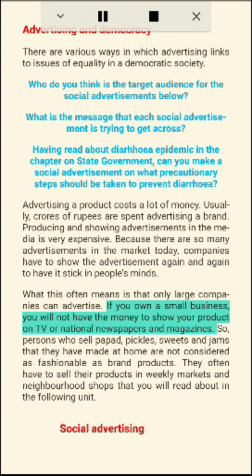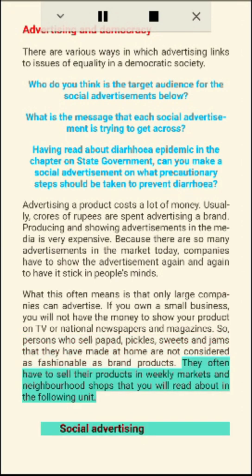If you own a small business, you will not have the money to show your product on TV or national newspapers and magazines. So, persons who sell popadams, pickles, sweets and jams that they have made at home are not considered as fashionable as brand products. They often have to sell their products in weekly markets and neighborhood shops that you will read about in the following unit.